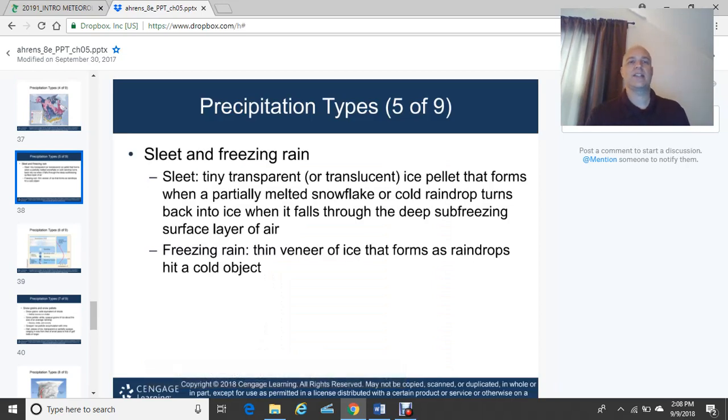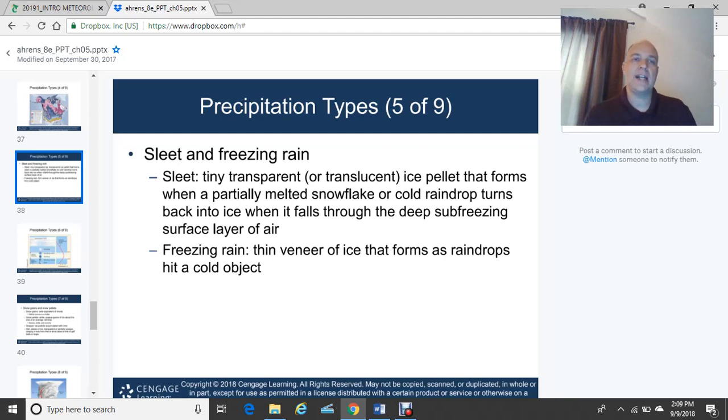Now, what is sleet and freezing rain? These are two other forms of precipitation. Sleet is tiny, transparent or translucent ice pellets that form when a partially melted snowflake or cold raindrop turns back into ice when it falls through a deep, below freezing surface layer of air. And then freezing rain, this is a thin veneer of ice that forms as raindrops hit a cold object.